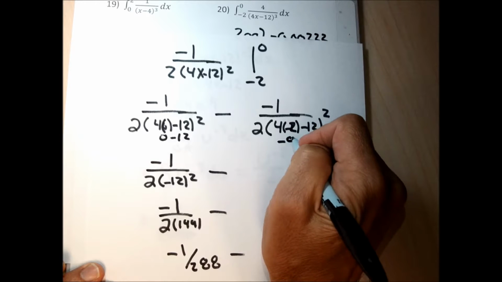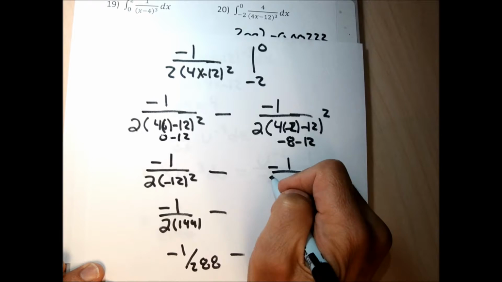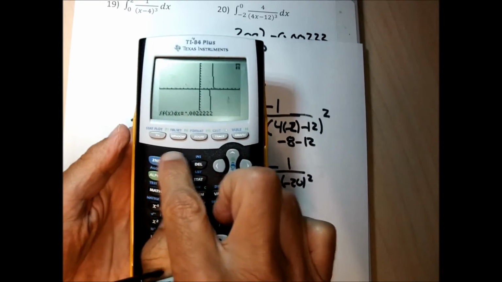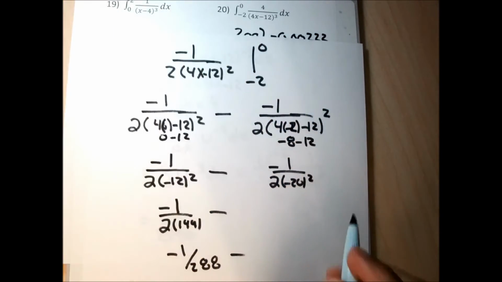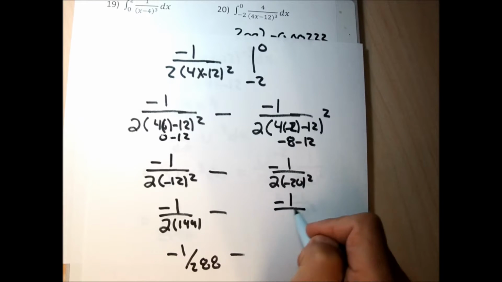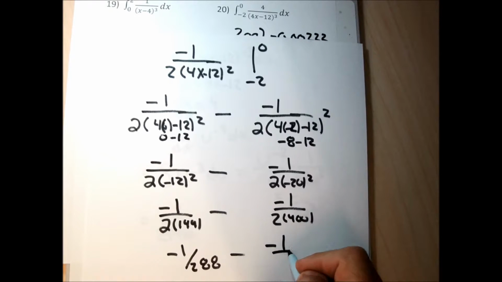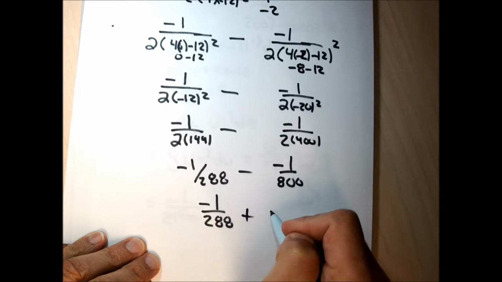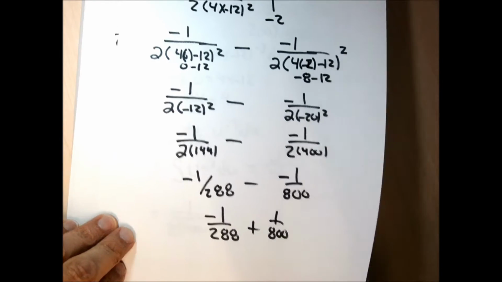This is -8 minus 12, which is -20. So this is going to be -1 over 2 times (-20) squared. I think (-20) squared is positive 400, but I'll do that here for you. So this is going to be negative 1 over 2 times 400, which is minus negative 1 over 800. That double negative goes positive. So now I have negative 1 over 288 plus 1 over 800. Lots of math there I did in my head because I was afraid to do it on my calculator.